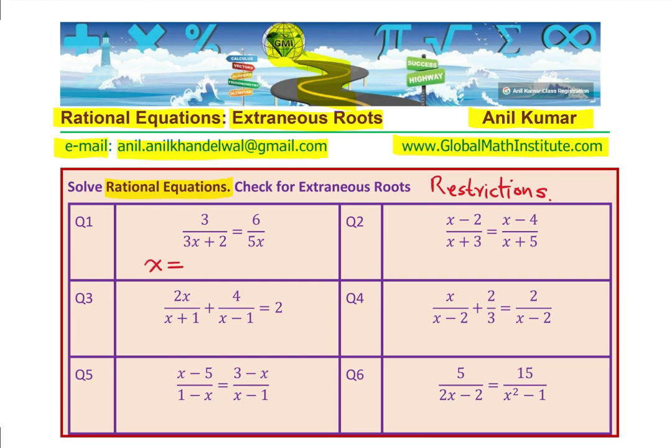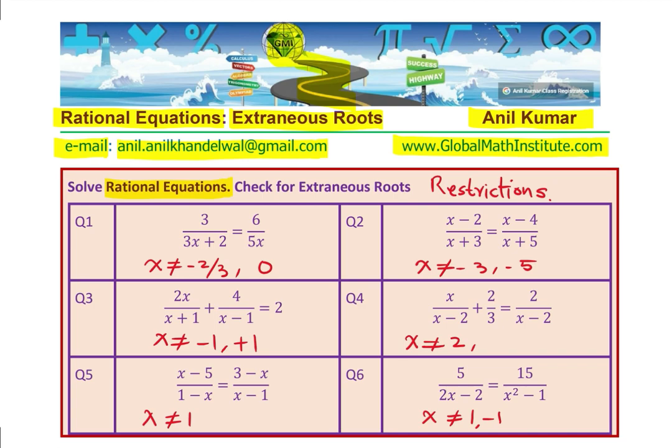Therefore, x is not equal to minus 2 by 3 or 0. In the second equation, x should not be equal to minus 3 or minus 5. In the third equation, x is not equal to minus 1 and plus 1. In the fourth equation, x is not equal to 2. In the fifth equation, x is not equal to 1. And here, x is not equal to 1 and minus 1, so even minus 1. Do you see that?